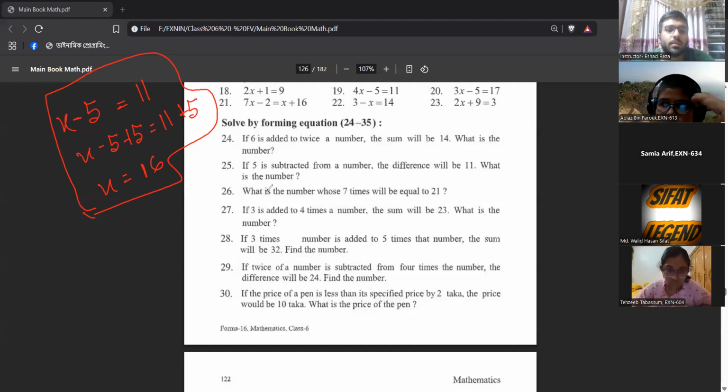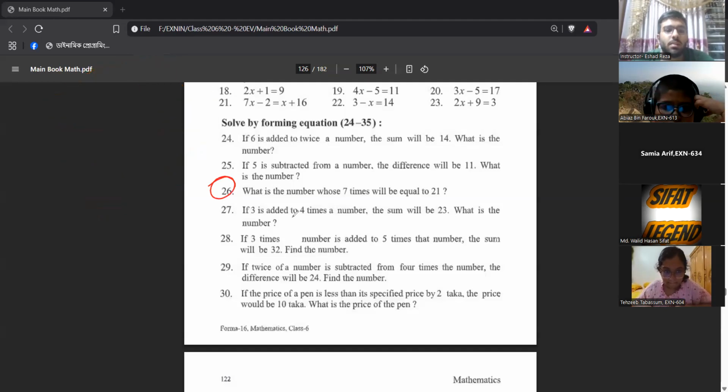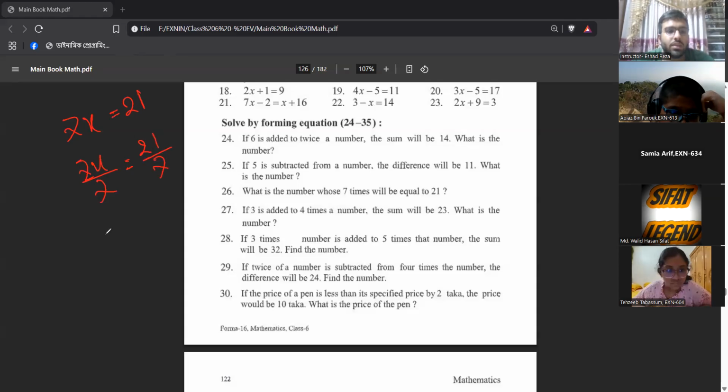So anyway, let's go over to number 26. What is the number whose 7 times will be equal to 21? Okay, what is the number? The number is x, let's say. And whose 7 times, 7x, is equal to 21. So 7x divided by 7 is equal to 21 divided by 7. And so x is equal to 3.